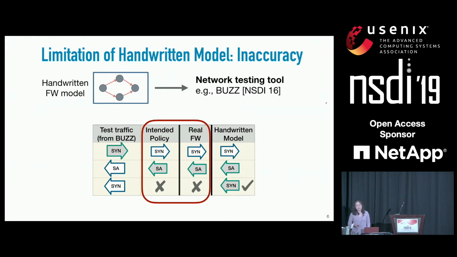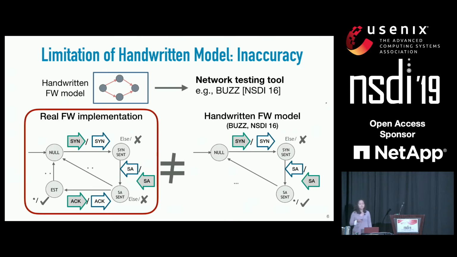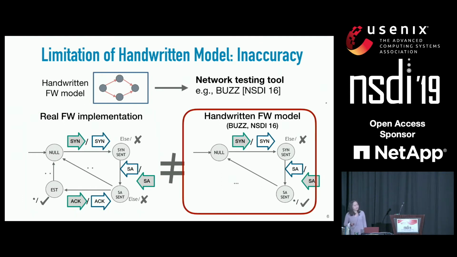However, we find that the real firewall is actually adhering to the intended policy. So we dug deeper into the issue and found that the root cause of the discrepancy, that is the error in the tool, was because the handwritten firewall model did not reflect the true firewall implementation. Specifically, the real firewall was checking the three-way handshake, whereas the handwritten model was checking for the SYN and the SYN ACK only.